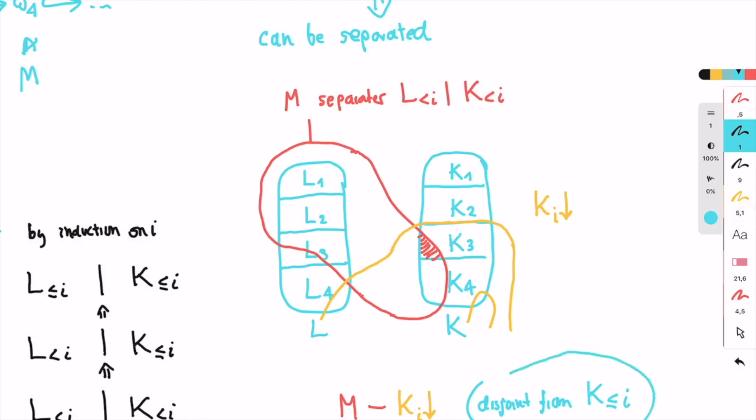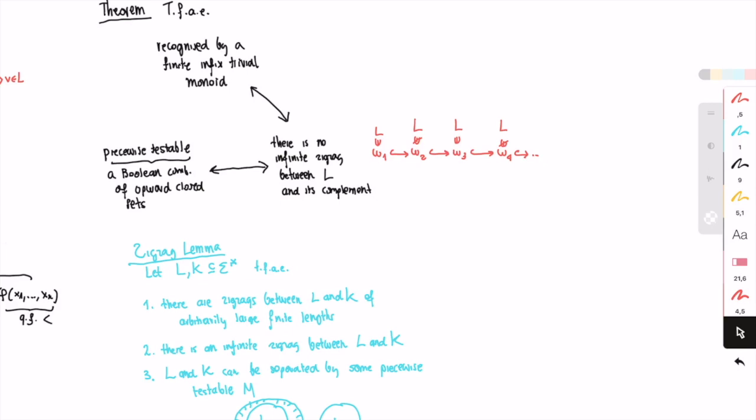This guy here. Subtracting it will make sure that we're disjoint from K sub i, and we're not going to subtract anything from L1 and L2, so this inclusion remains valid. So this is the separator which witnesses this. So we're done with this implication. Now we have finished the proof of the zigzag lemma. In particular, we have proved this: piecewise testable is equivalent to no infinite zigzag.